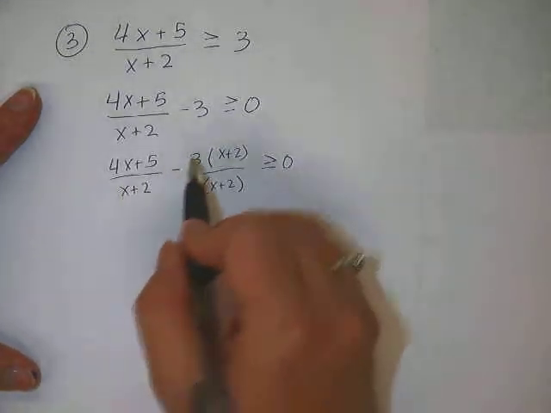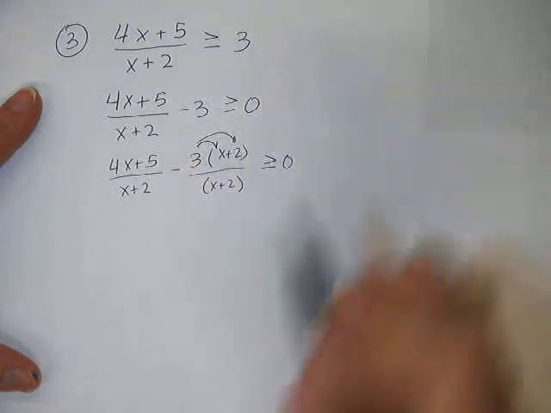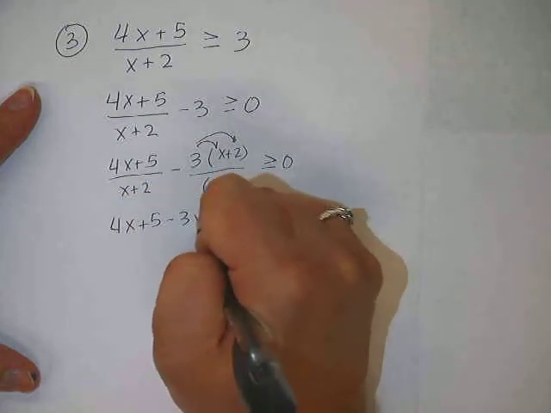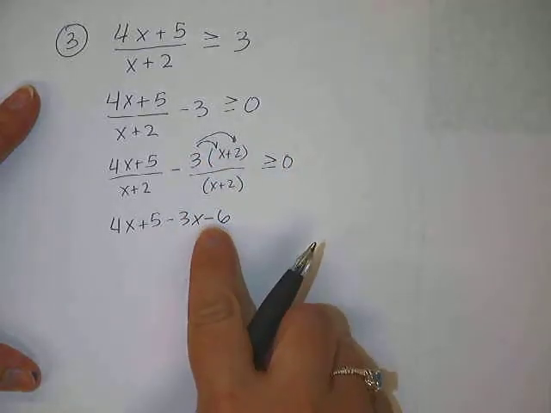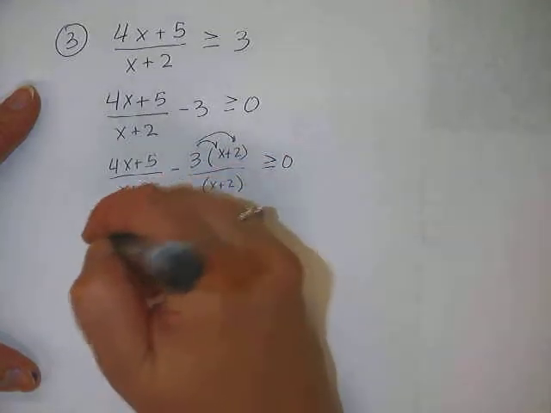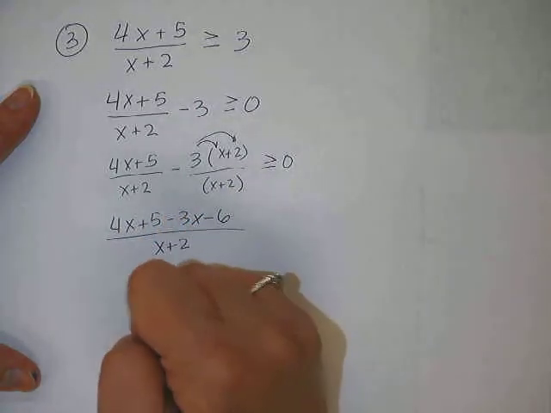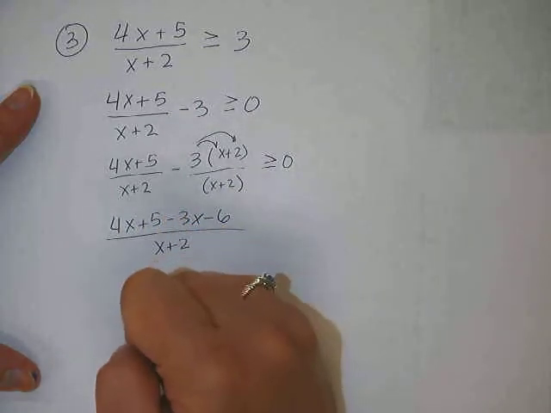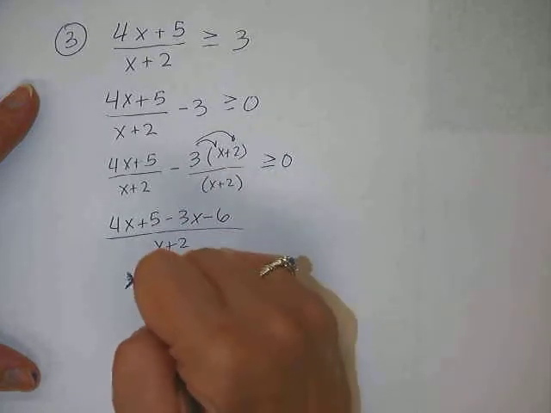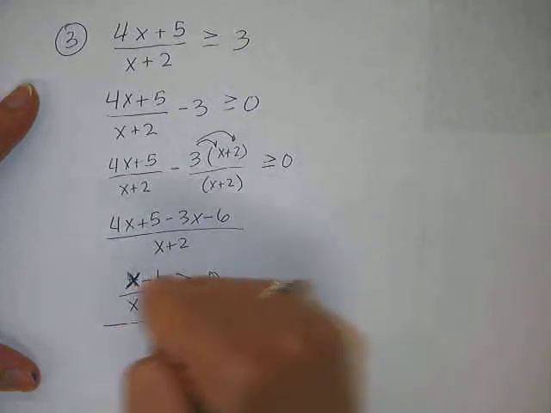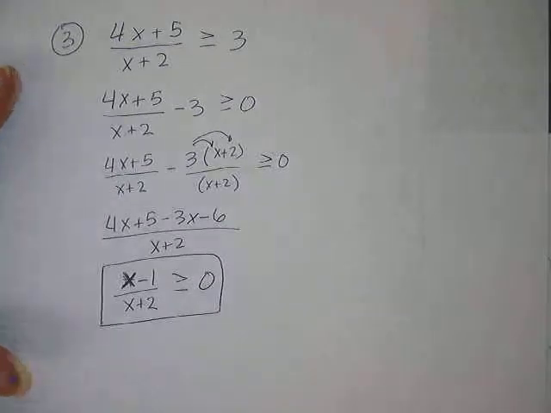Okay, next step is to go ahead and distribute the 3 and combine like terms. So we'll have 4x plus 5 minus 3x minus 6. That's a very key point right there that can cause lots of problems if you forget. Combining like terms, we get 4x minus 3x is just plain old x, and 5 minus 6 is a negative 1, over x plus 2. That is the problem we start with.